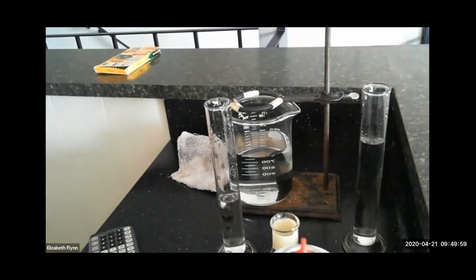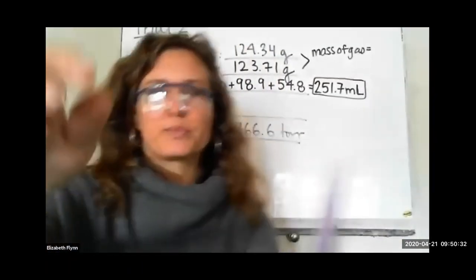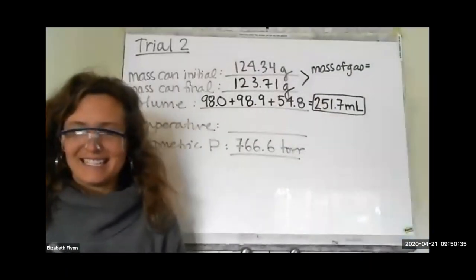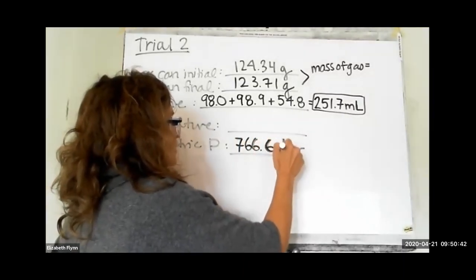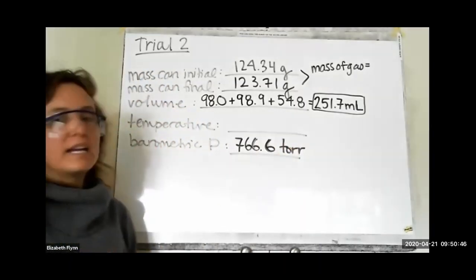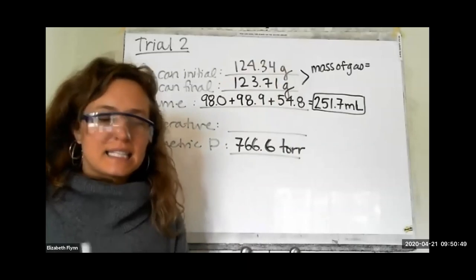All right, now the temperature. Let's see. Let's also get the mass of gas. You can figure that out. Over here now. Okay. Again, 766.64. Okay, you figure out the mass of the gas by taking the difference between the two. And let's see, I'm going to look back at our calcs real quick.